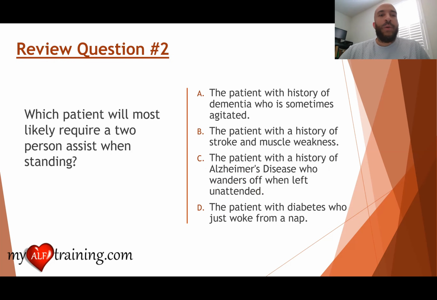Question 2, which patient will most likely require a 2-person assist when standing? Is it patient A, the patient with a history of dementia who is sometimes agitated? Or B, the patient with a history of stroke and muscle weakness? Or C, the patient with a history of Alzheimer's disease who wanders off when left unattended? Or D, the patient with diabetes who just woke from a nap? So which patient is most likely to require a 2-person assist when standing?